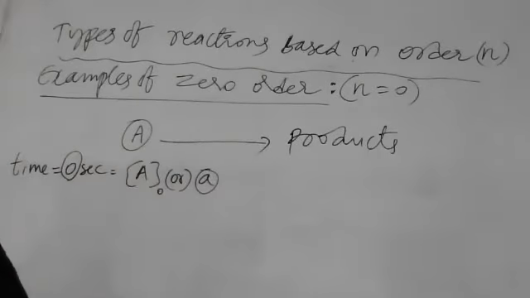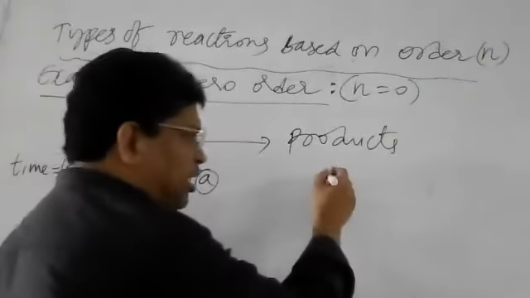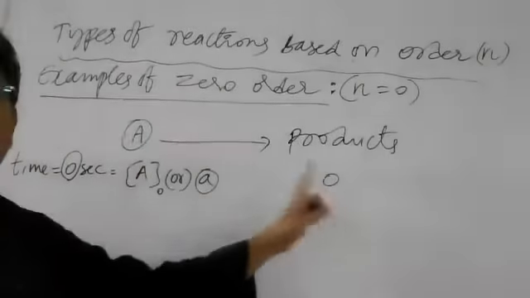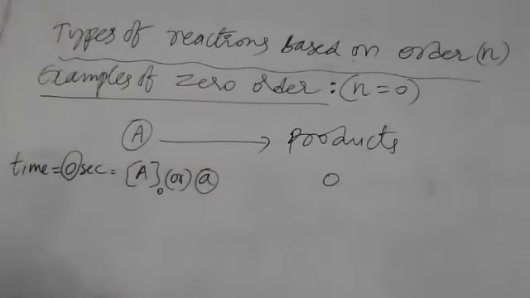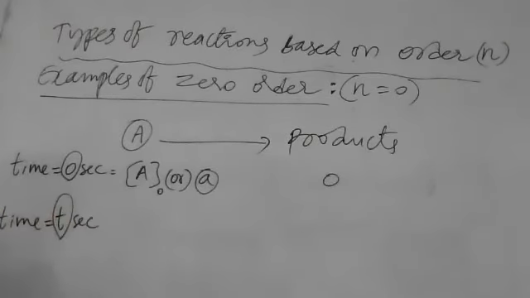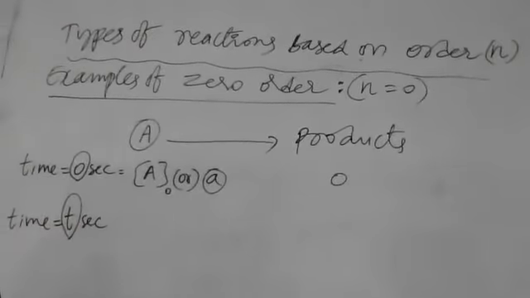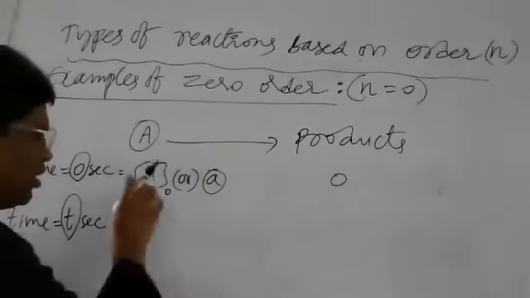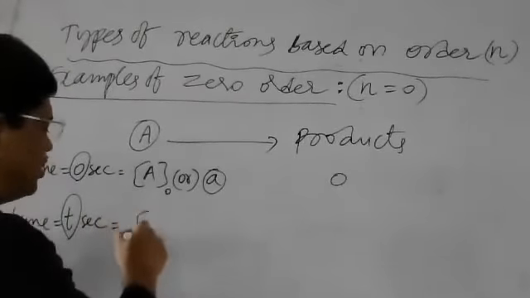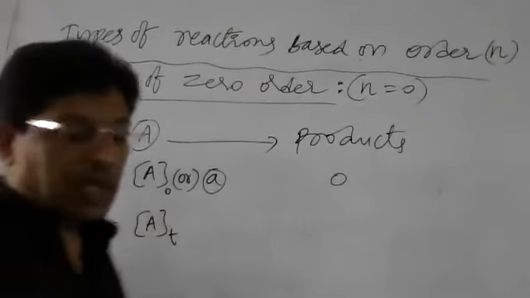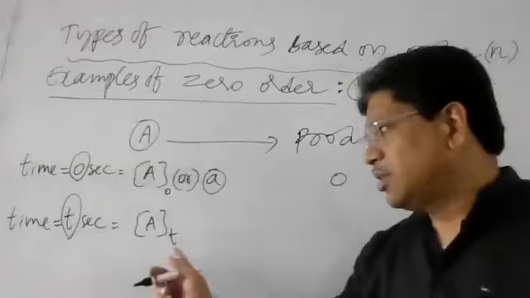When time is 0 seconds, is that clear? Initially, any products will be there? No. When time is 0 seconds, there won't be any products. Next, when time is equal to t seconds, after t seconds time, the leftover concentration of A will be what? Concentration of A at time t.